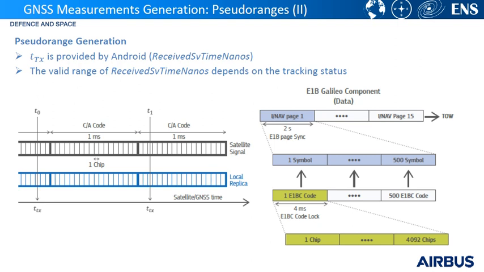If the receiver is only synchronized with the CA code, the valid range of the transmitted time is from 0 to 1 millisecond, making the computation of the travel time ambiguous. To solve this time ambiguity, the receiver can exploit the navigation message structure. Picture on the right shows the different synchronization stages required by the receiver to obtain the satellite time.